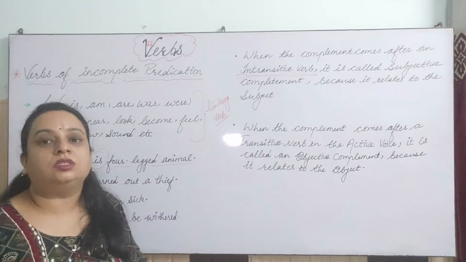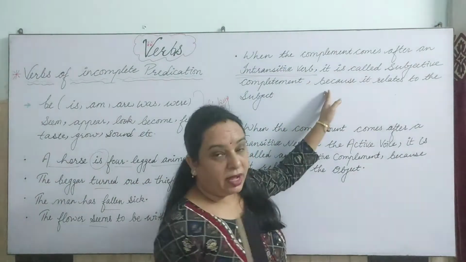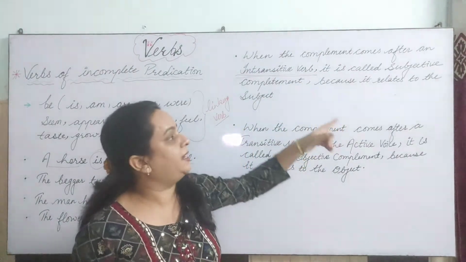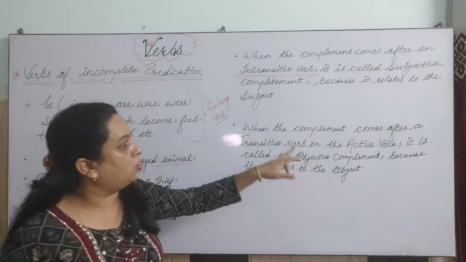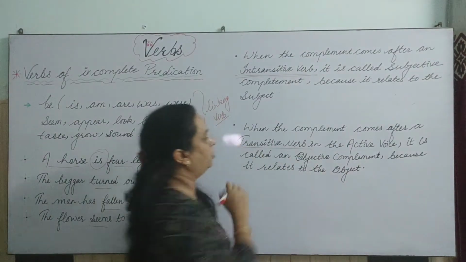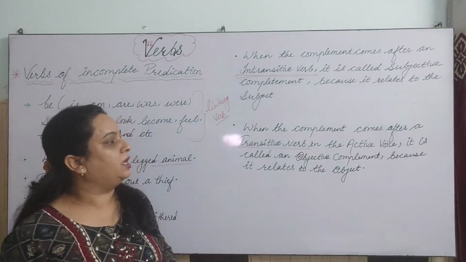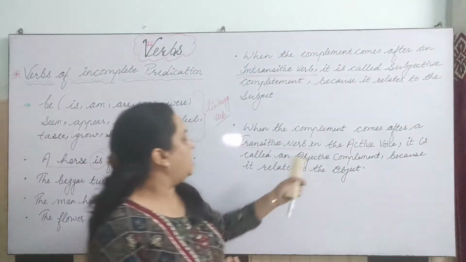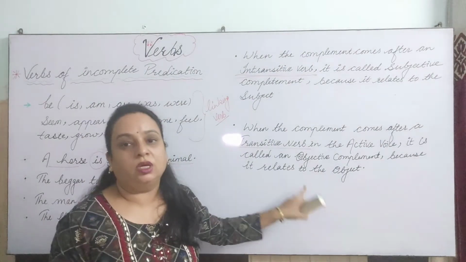Okay, it is called subjective complement. And why is this called so? Because it relates to the subject. And when the complement comes after a transitive verb, this is very important. Okay, so when the complement comes after a transitive verb in the active voice, it is called objective complement because it relates to the object.